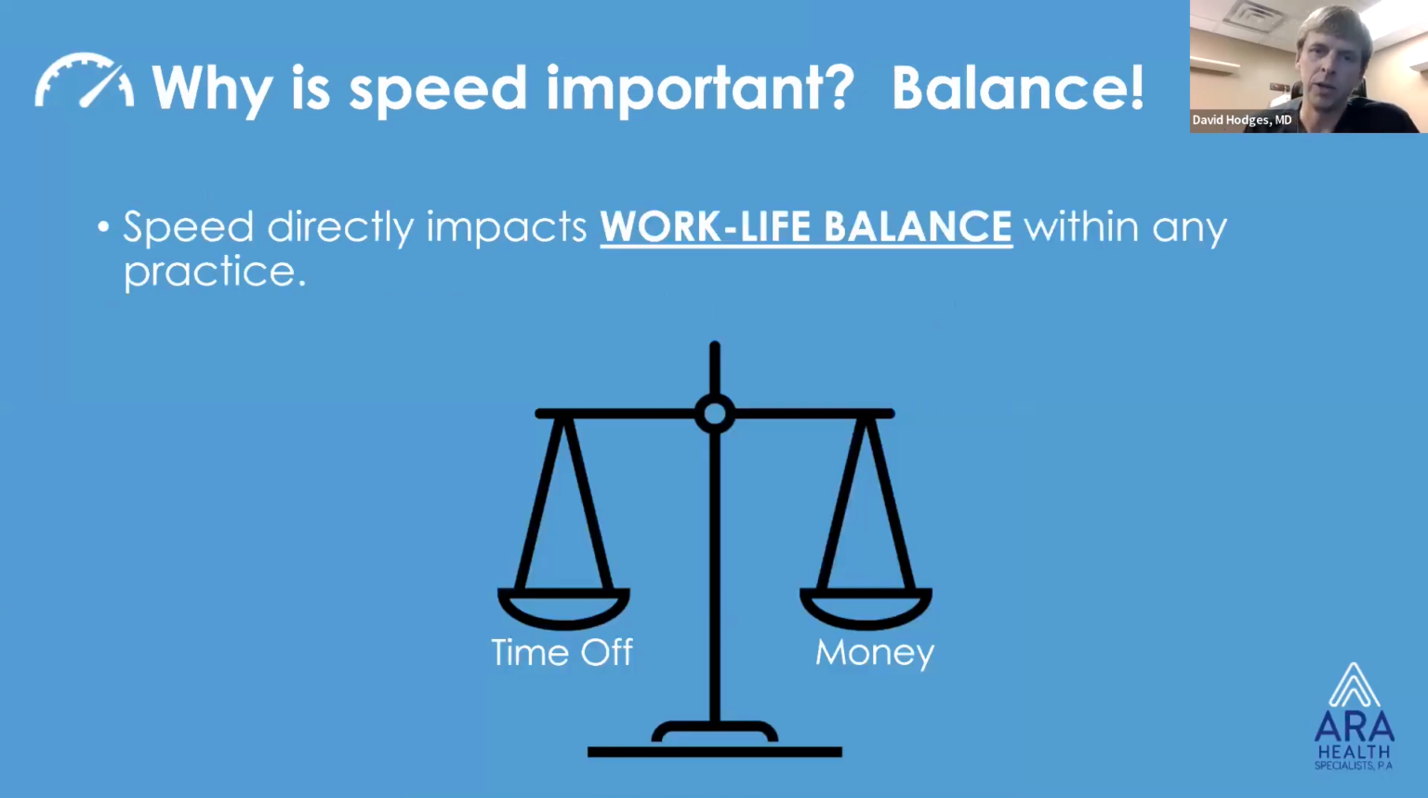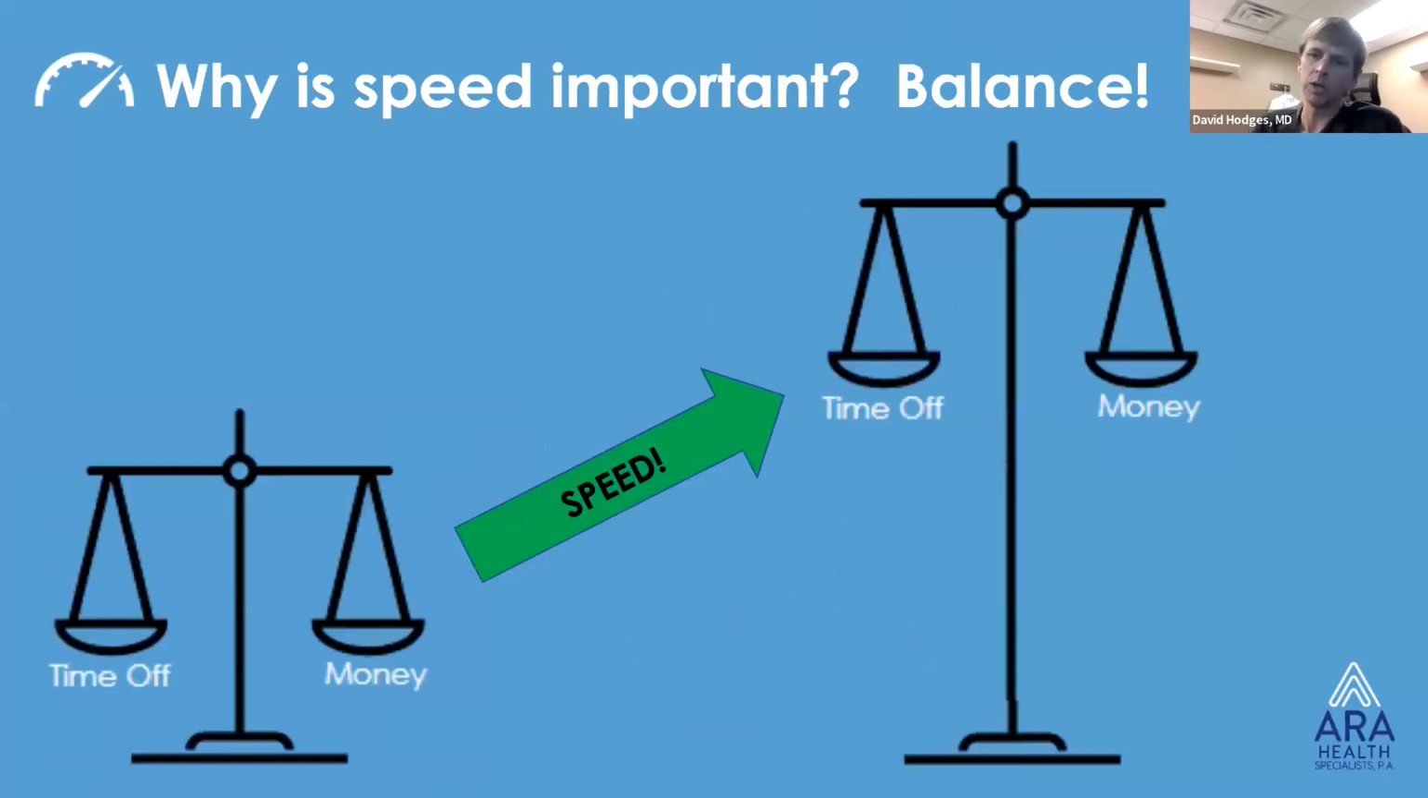What I've learned over the years is it's actually more nuanced than that, and has more to do with work-life balance within any private practice, where you really only have two currencies, time off and money. And if as a practice you decide to go after more of one than the other, you generally have to give up the other. What speed does is it allows you to actually shift the entire scale. So a practice that functions at a very efficient, high-producing level is able to get more time off and money compared to a practice that may have, in general, slower productivity or less productivity.